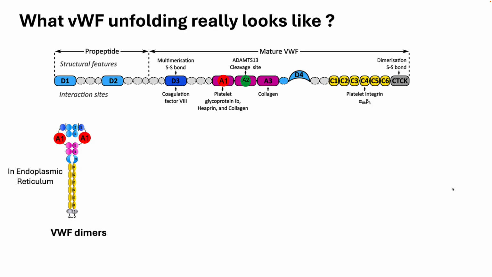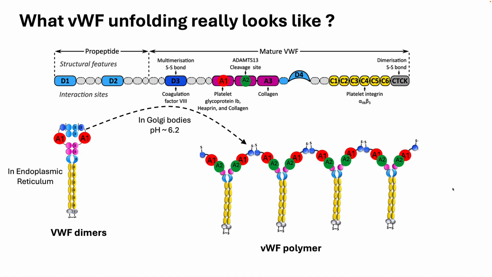In the endoplasmic reticulum, these molecules form dimers using disulfide bridges. As they proceed to Golgi bodies, the lower pH polymerizes them. These are then stored in Weibel-Palade bodies in your endothelium.